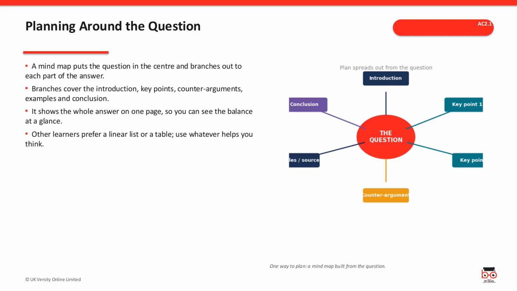One popular way to plan is a mind map, with the question sitting in the middle and branches fanning out to the introduction, your key points, counter-arguments, examples, and conclusion. The advantage is seeing the whole answer on a single page, so the balance is obvious at a glance. That said, plenty of learners prefer a straight numbered list or a table, so use whatever genuinely helps you think.